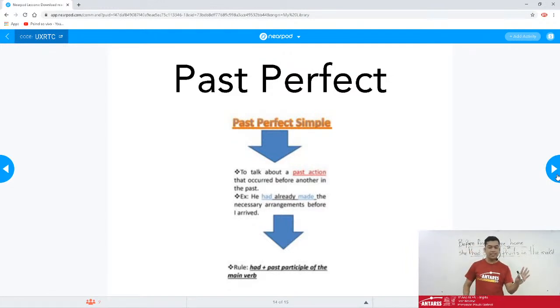Rule: had plus past participle of the main verb. Had bought, had made, had worked, okay? And the auxiliary had doesn't change for any person, okay? I had, you had, we had, and so forth.